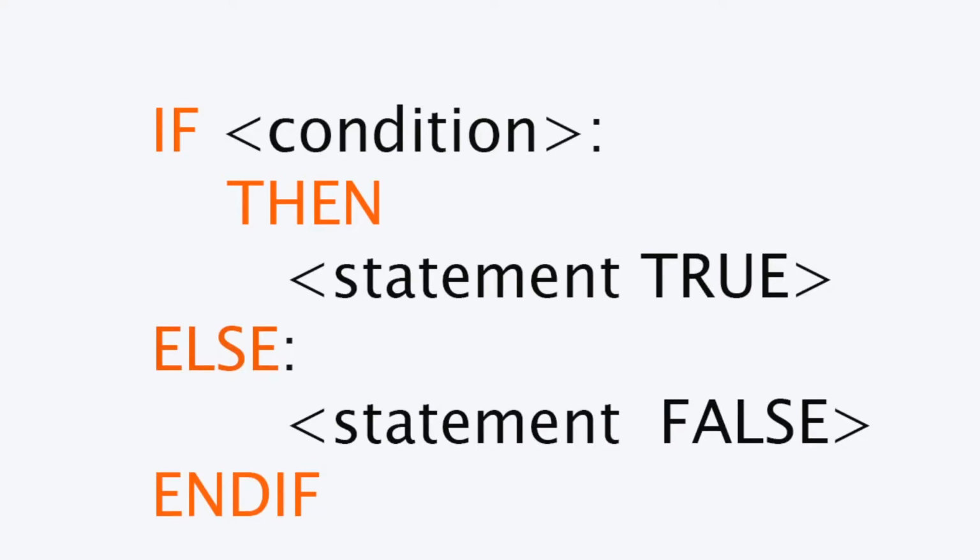Selection using if else. If else uses the following format. If a condition is true, then the true statement is executed. Else, the false statement is executed. Now let's look at a simple example.